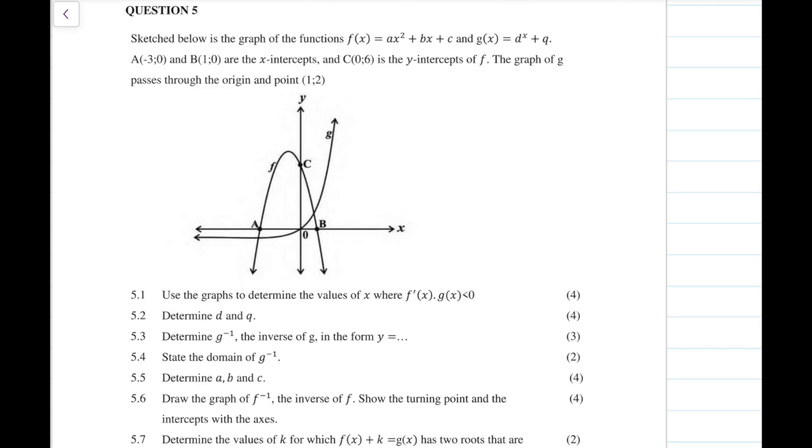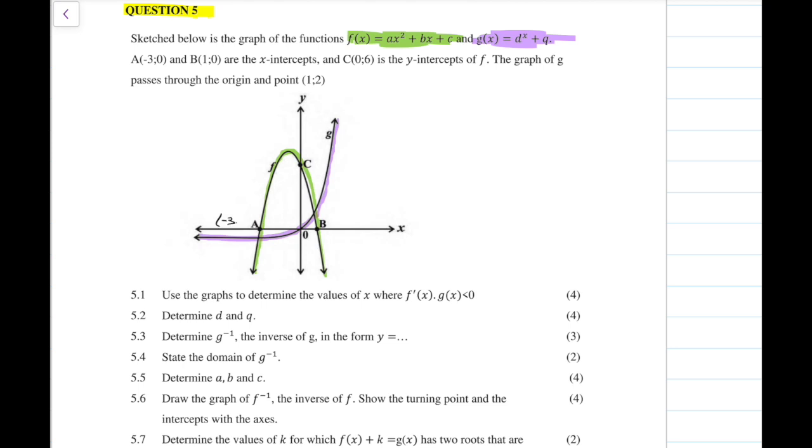Okay, so question 5. They give us a parabola, then give us the equation of the parabola, and then the equation of the exponential. Let's put them in different colors just so we can see them clearly. So f(x) is going to be this parabola over here. I have a tendency of putting one in green and the other in purple, so that's what we're sticking with for now. It says A is (-3; 0). Let me write that properly.